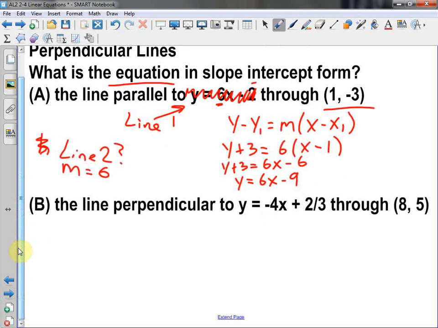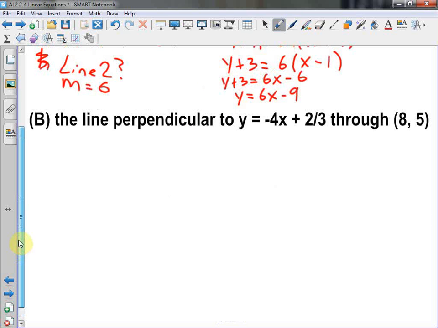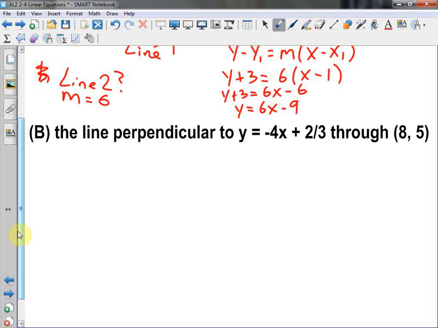All right. This one here is perpendicular. I'll scroll up a little bit. There we go. Perpendicular, right? I want to use point slope form again. Do I have a point? Yes. Do I have a slope? What's my slope? 1 over 4. Is it positive or negative? Positive, right? Because you need to have one that's negative, one that's positive. My point is 8, 5.